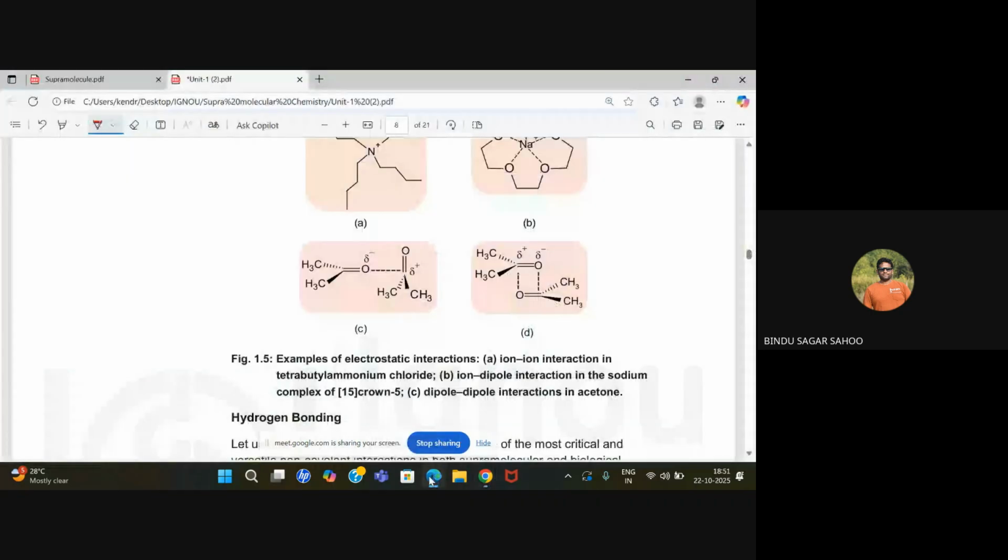You can see here acetone molecules. This is the carbon end, this is the oxygen end. Definitely the oxygen will be partially negative, and the carbon will be partially positive. In another acetone molecule also, this will be the carbon end, this will be the oxygen end, and this will be the negative end, this will be the positive end. So the lower acetone's oxygen atom, its negative end, will interact with the carbon end of the other acetone's carbon atom. Here, this type of interaction.